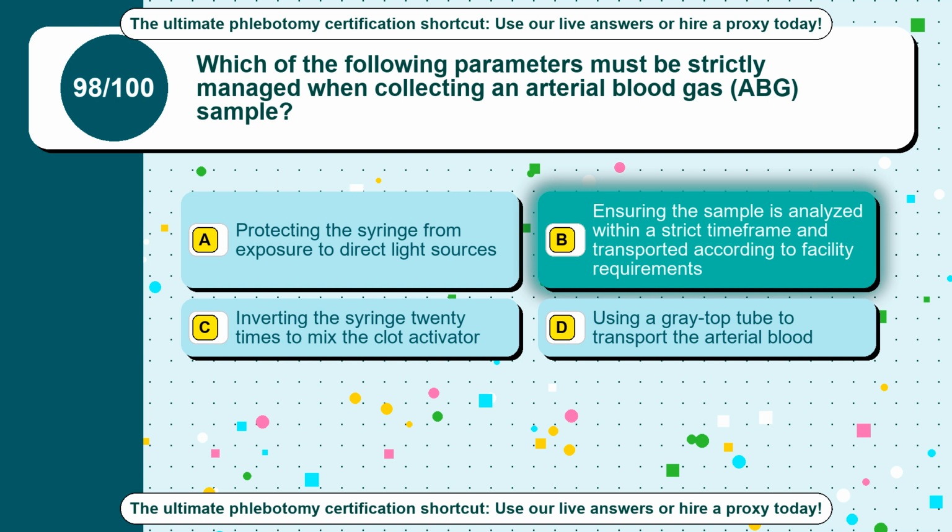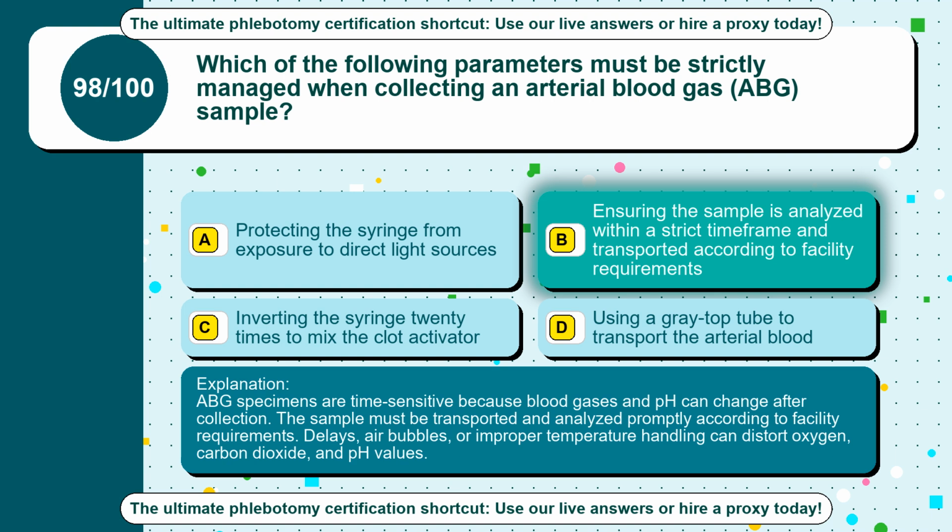facility requirements. ABG specimens are time-sensitive because blood gases and pH can change after collection. The sample must be transported and analyzed promptly according to facility requirements. Delays, air bubbles, or improper temperature handling can distort oxygen, carbon dioxide, and pH values.